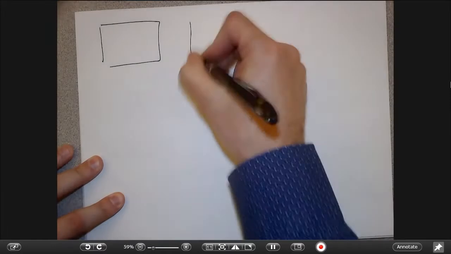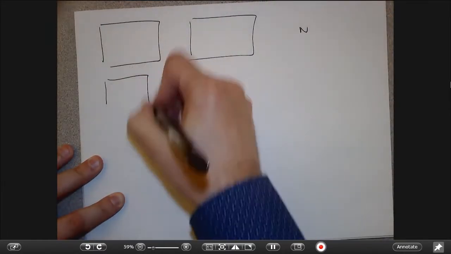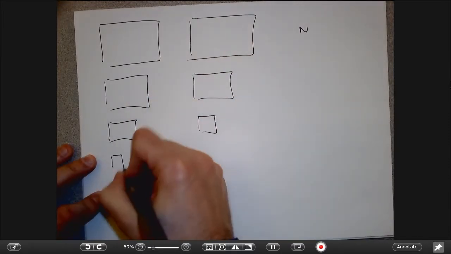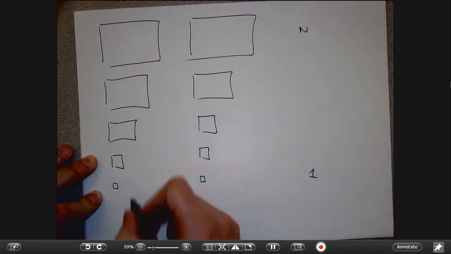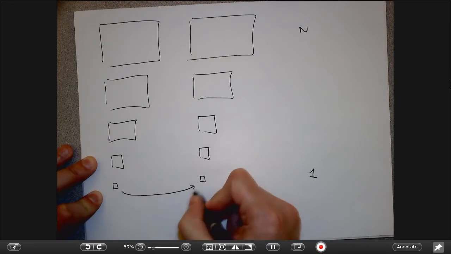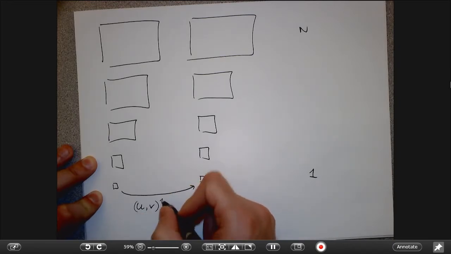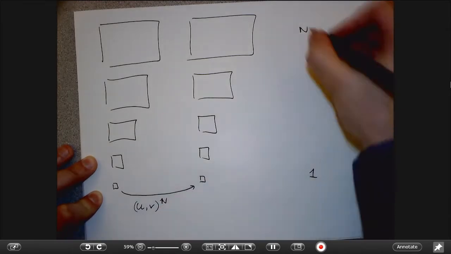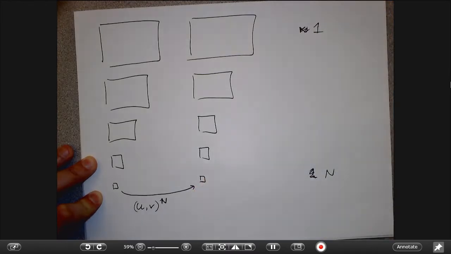I realize I did this wrong. So the idea is that I have the highest level images. So these are basically the N level images, and these are the 1 level images, right? Level N, sorry, actually I marked this wrong. This is 1, this is N. Right. So this is my UV flow at level N.